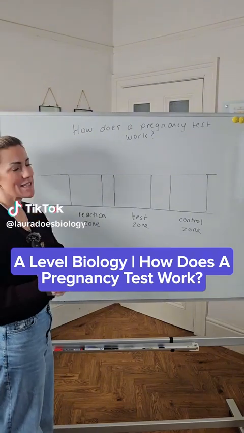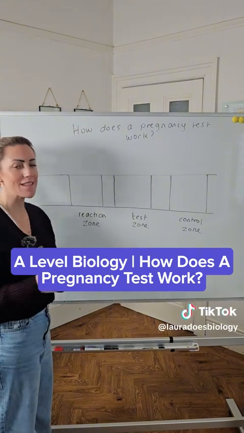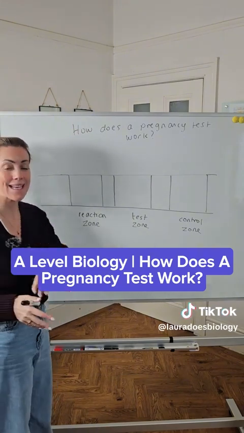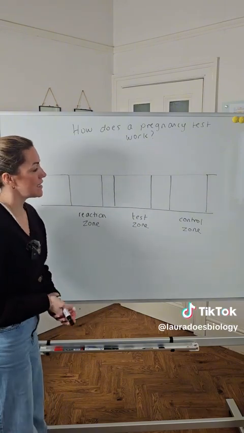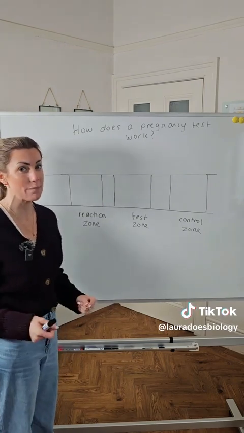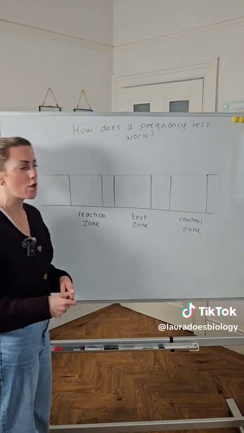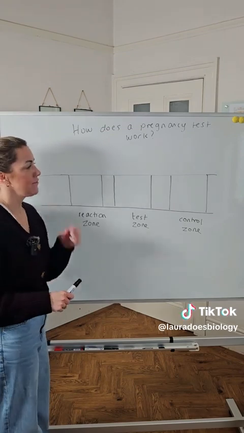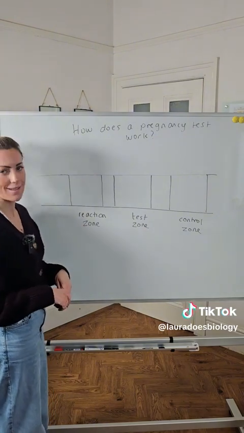Okay, so I promised you this video. Last time we did the ELISA test and we looked at using the ELISA test to detect PSA and detecting HIV infection. Today we're going to look at how a pregnancy test works. So again, using monoclonal antibodies, but to detect the presence of the growth hormone that's found in the urine of a pregnant female. So, should we start?